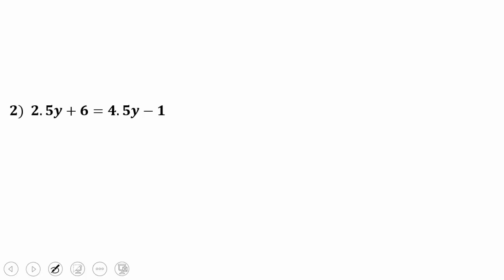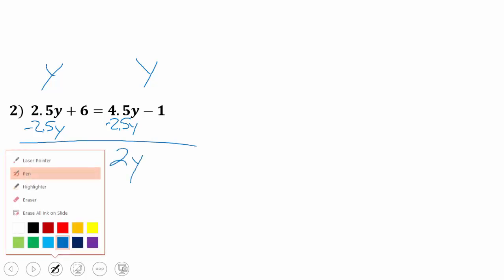Once again, it makes no difference. We can put the y on the left side. We can put the y term on the right side. It makes no difference. I like to make my variable positive. In thinking that, I would actually move my 2.5y to the right side of the equation. Because when I subtract 2.5 from 4.5, what do I get? That's right, I get 2y.